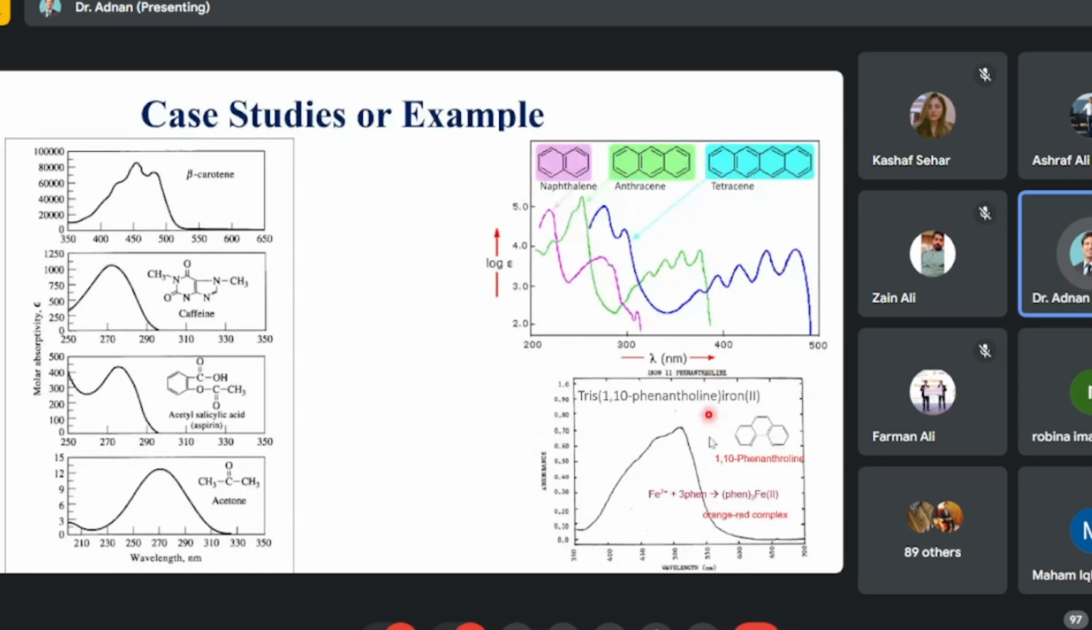You can also use this for determination of other complexes or organometallic substances, for example, tris(1,10-phenanthroline) iron(II), which has a specific orange-red complex color. This is the mechanism, how it is showing the color.